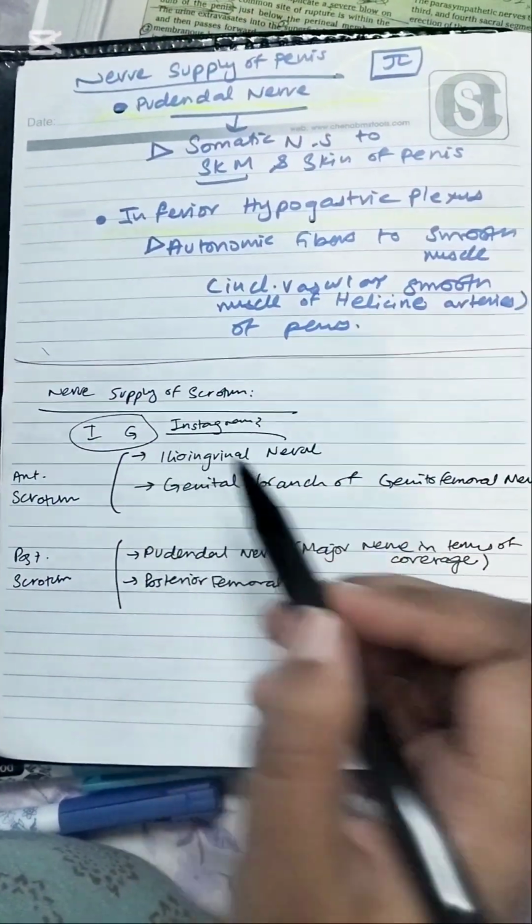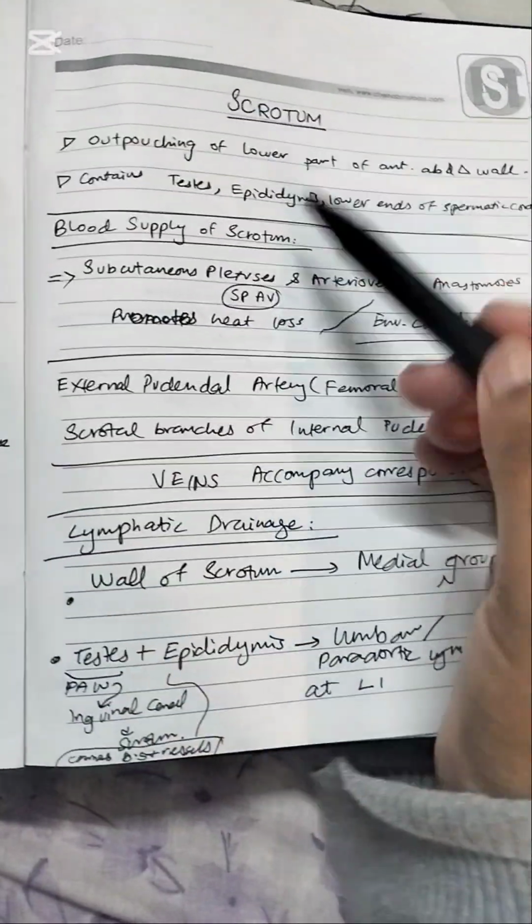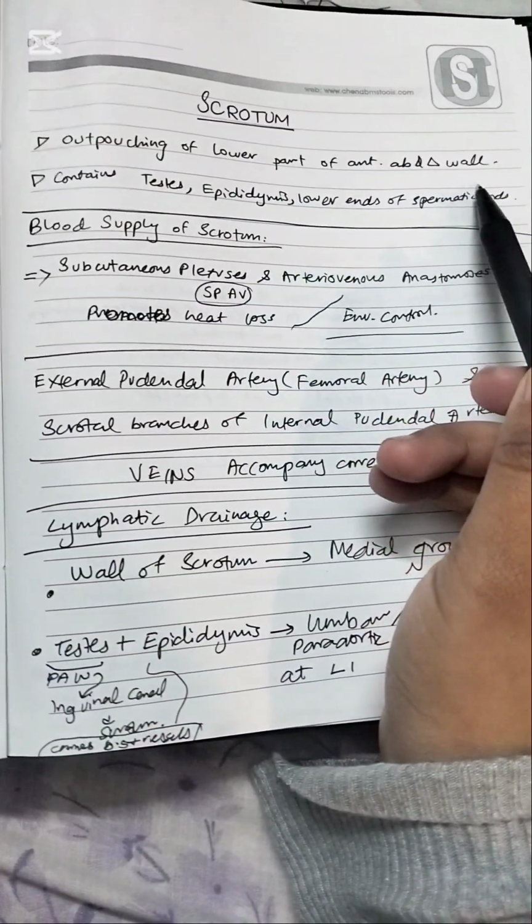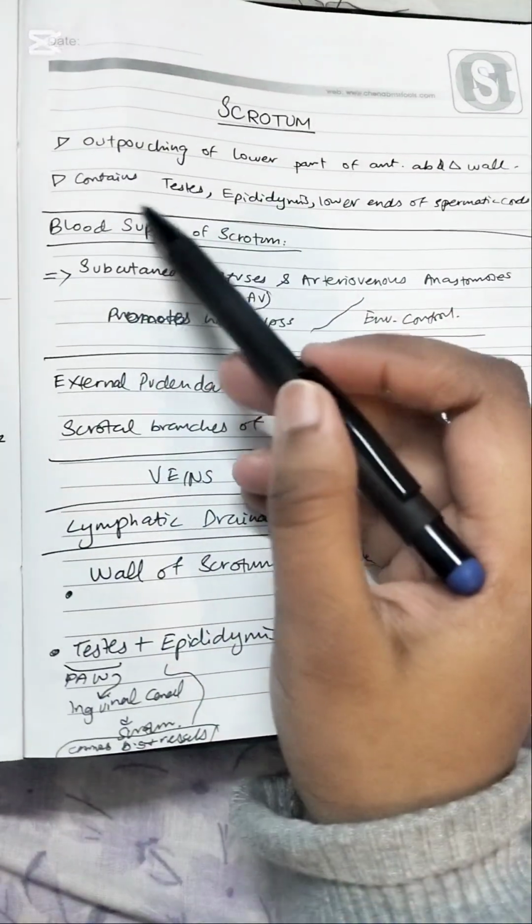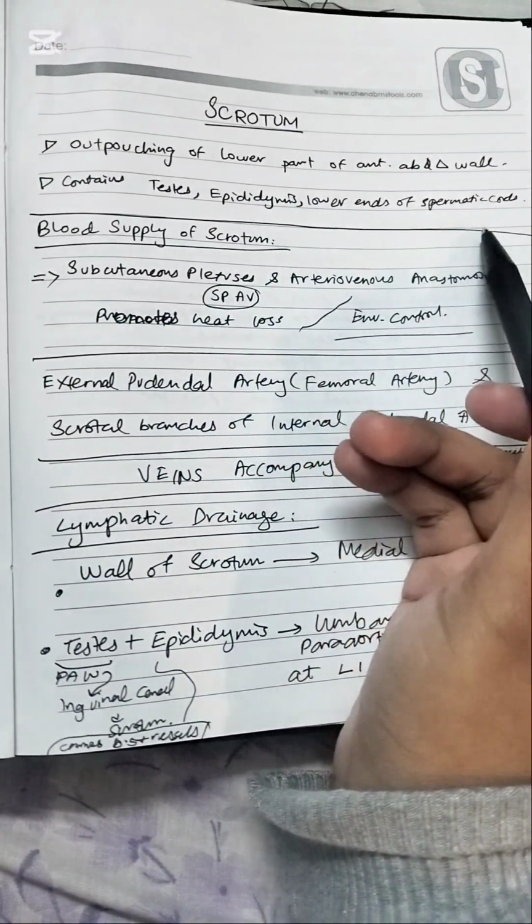Now let's talk about the scrotum. So the scrotum is an outpouching of the lower part of the anterior abdominal wall. It is going to contain testes, epididymis, and lower ends of the spermatic cords.